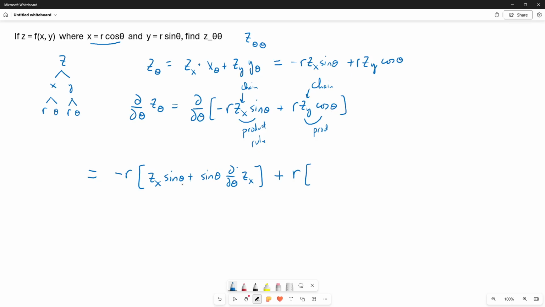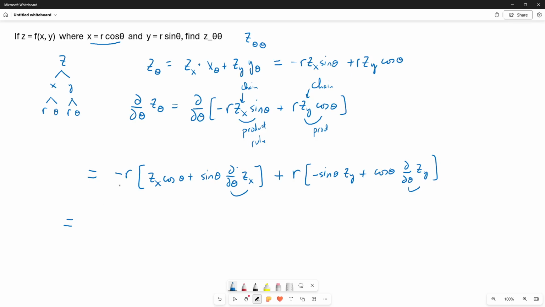I think I made a mistake here. This should be cosine x. I was supposed to take the derivative of sine. So this should be cosine. I left z sub x alone, times the derivative of sine, which is cosine, and then leave the sine alone, times the derivative of z sub x. So now, same thing here. I'll take the derivative of cosine, which is negative sine theta, leave the z sub y alone, and then plus cosine theta, leave that one alone, doing the product rule, and then times the partial derivative with respect to theta of z sub y. So the two derivatives that are left require the chain rule.